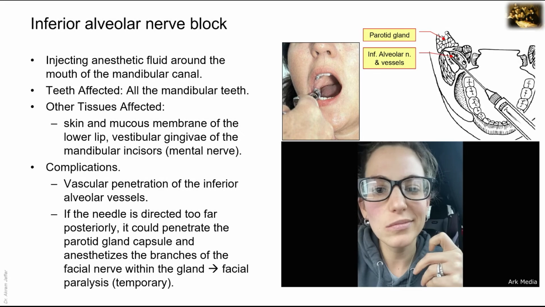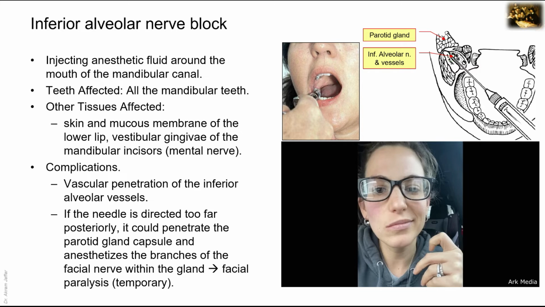The inferior alveolar nerve can be blocked by injecting anesthetic fluid around the mouth of the mandibular canal at the mandibular foramen, and in this case, the teeth that are going to be affected are all the mandibular teeth. The other tissues that are affected are the skin and mucous membrane of the lower lip, and the vestibular gingiva of the mandibular incisors. So all these are supplied by the mental nerve, and since we are going to block the nerve here, then the mental nerve is going to be blocked as well.